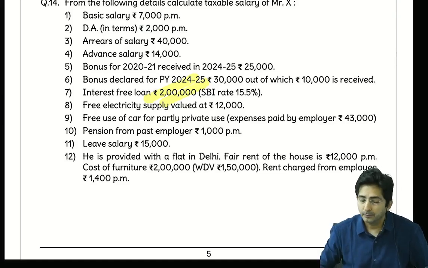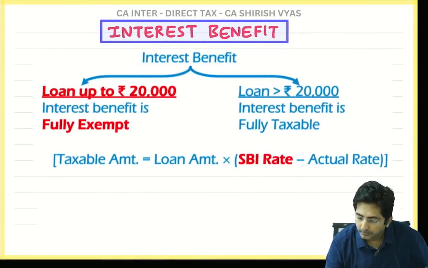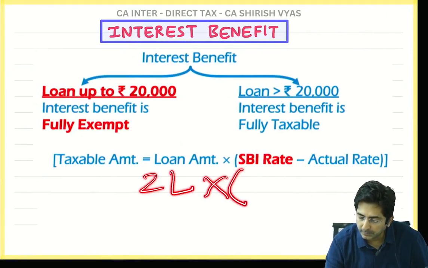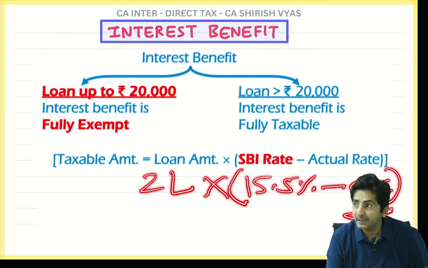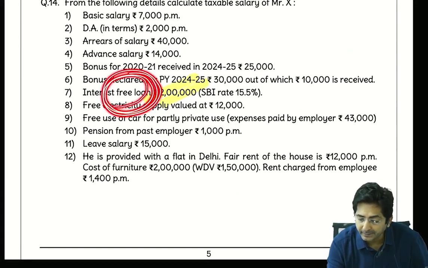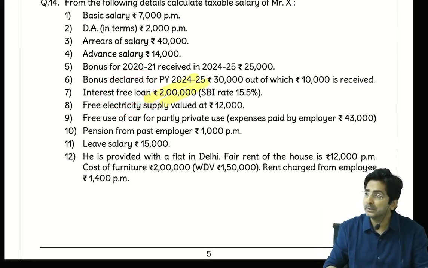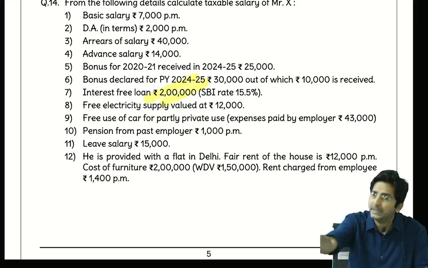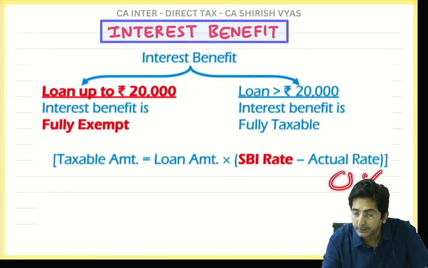So calculate on 2 lakhs. See what the formula is? Loan amount into SBI rate minus actual rate. What is the SBI rate? 15.5. And the actual rate is 0%. This many students do not realize. Why 0%? Because in the question it was written interest free. See, you understand the language, interest free. It means the boss is saying you don't have to pay interest, you pay 0 interest. So in my formula, if I substitute, the actual rate will be 0.